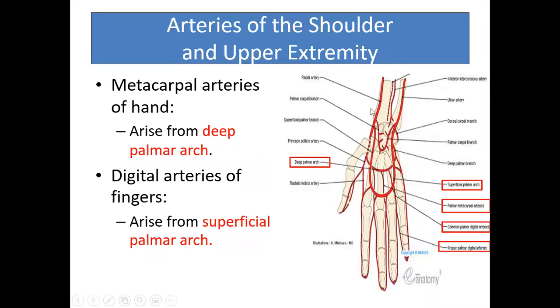Okay, and then now we're going to proceed with the metacarpal arteries of the hand. Here, you can see this is the metacarpal artery. The metacarpal artery arises from the deep palmar arch. And how about the digital artery? The digital artery arises from the superficial palmar arch, but the metacarpal artery arises from the deep palmar arch.